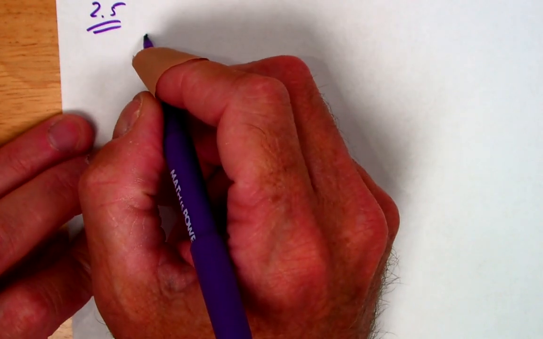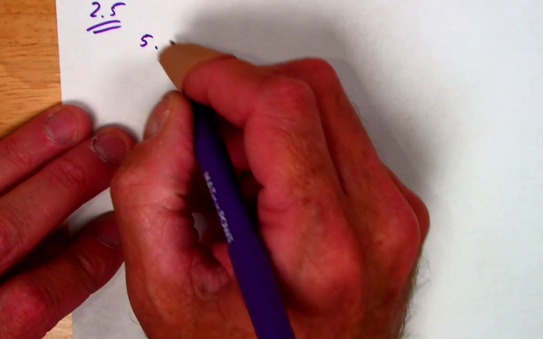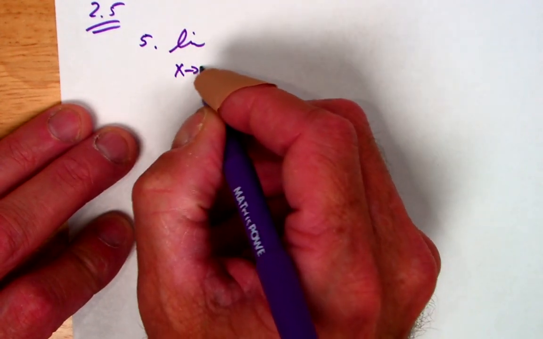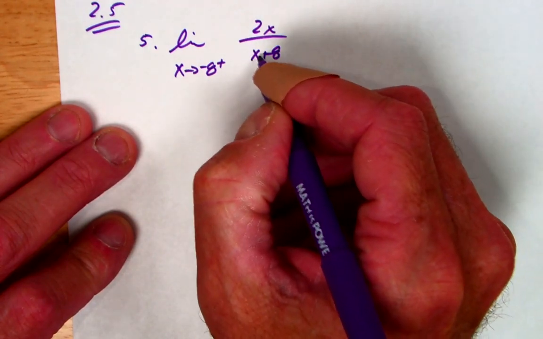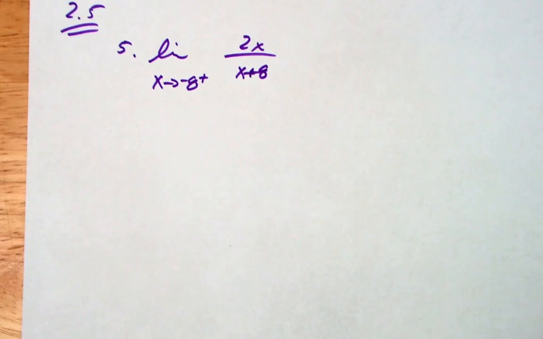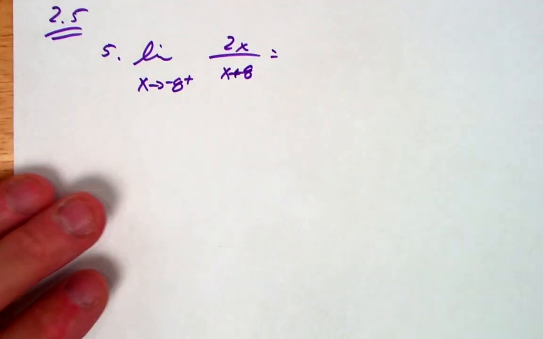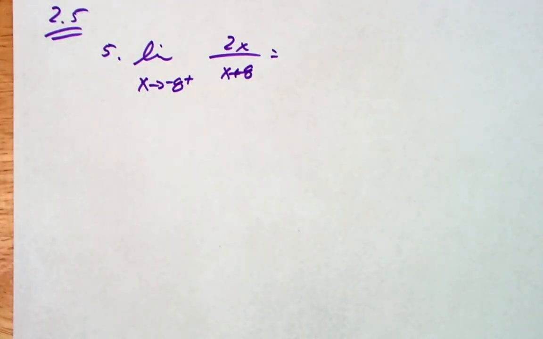Okay. So 2.5, we're just going to take a look at a couple of these and see if we can figure them out without our graphing calculator. So let's do number 5. Limit as x approaches negative 8 from the right of 2x over x plus 8. We could throw a ton of theory at you on this, or we could just go, what do we think? Any ideas? First of all, do you look at this and see it's going to be an infinite discontinuity of some sort? Why?